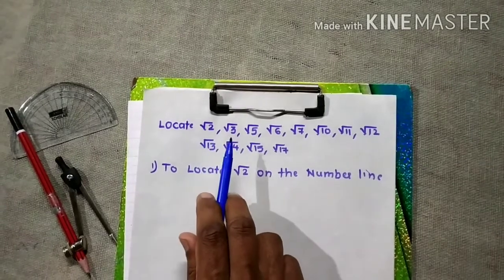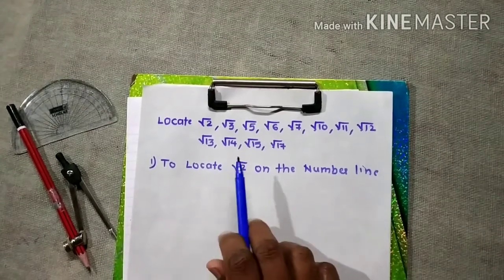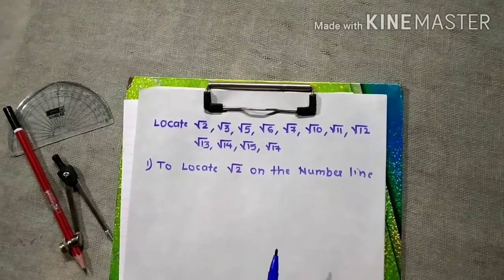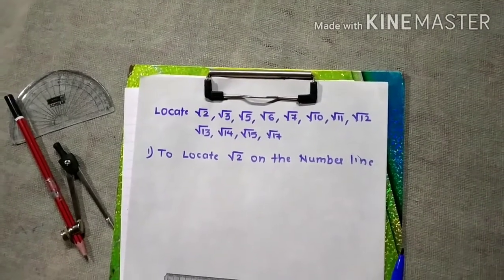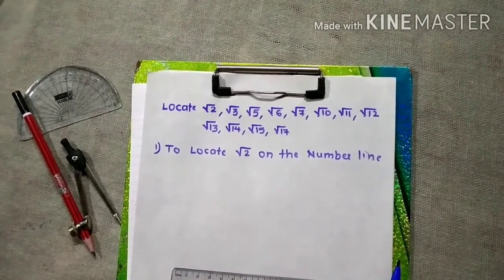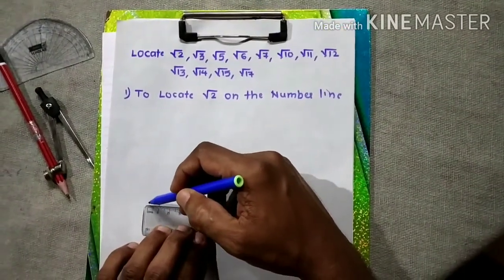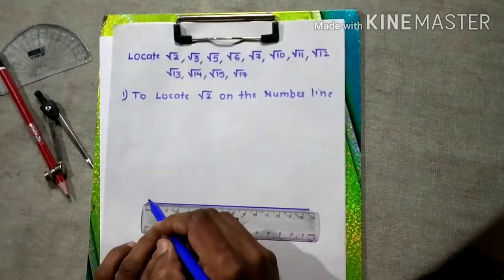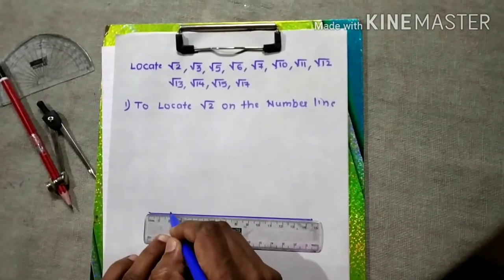Locate root 2, root 3, root 5, root 6, root 7, root 10, root 11, root 12, root 13, root 14, root 15, root 17 on the number line. So first let us take how to locate root 2 on the number line. In order to locate this root 2 on the number line, first we have to draw a number line. Let us choose the distance of 2 centimeter.